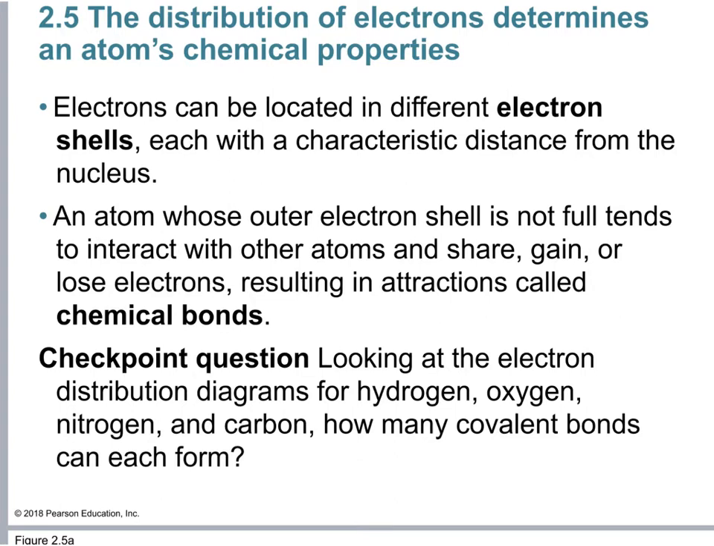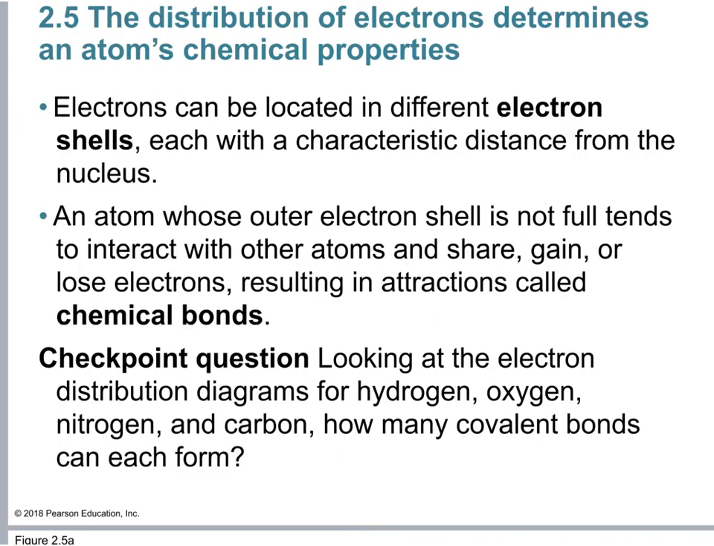What that means is that your electrons are in the outer orbits around the nucleus. When your electrons come into contact with other electrons, they form bonds, and that is our bonding behavior. And our bonding behavior is how we form compounds. An atom whose outer electron shell is not full tends to interact with other atoms and share, gain, or lose electrons, resulting in attractions called chemical bonding.